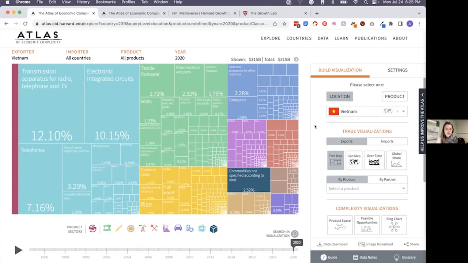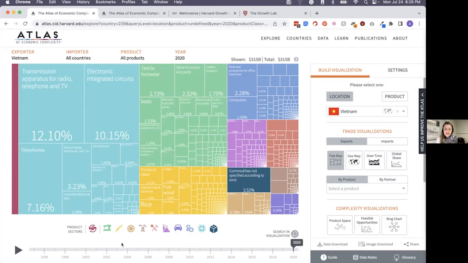Well, how do you measure capability in a country? We had to figure out what a proxy is for that. And we decided that exports and imports are a good proxy for what you can do in your country. If you're building it and exporting it, that's a pretty good measure of the skill set or the know-how that exists in your country. So here we have a picture of Vietnam's exports, or its export basket, in the year 2020. The exporter is Vietnam, importer is all countries and all products.